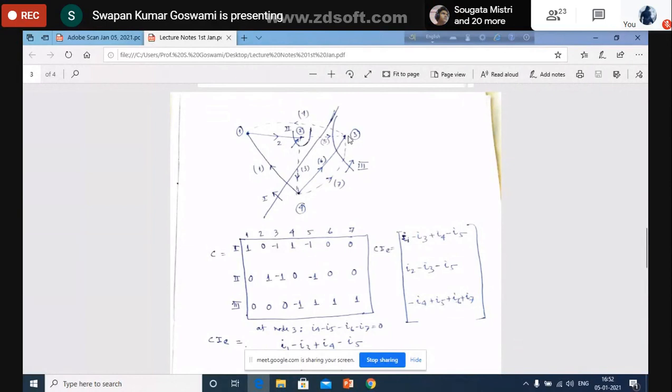Between 2 and 3, what is common? Only element 5. So this will appear as the common admittance between 2 and 3.